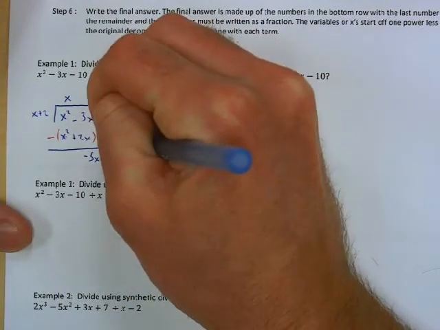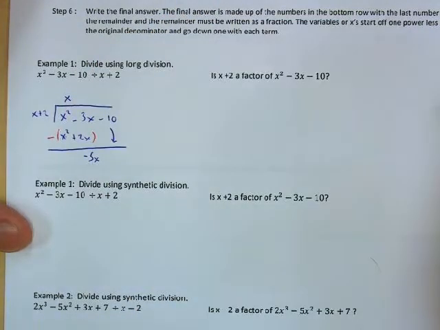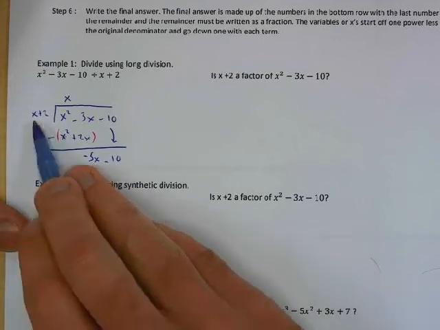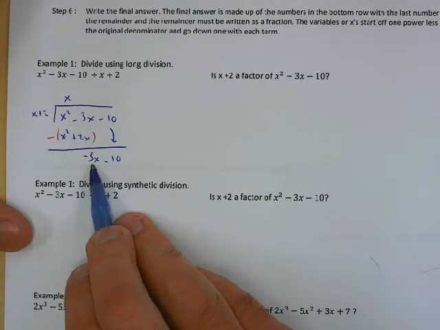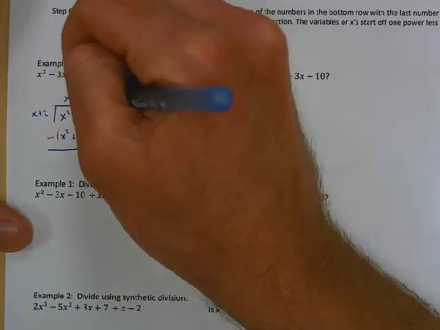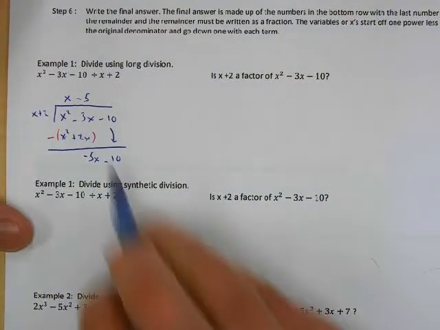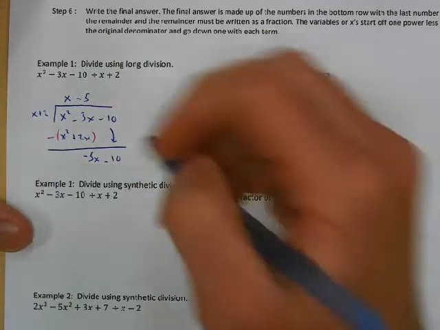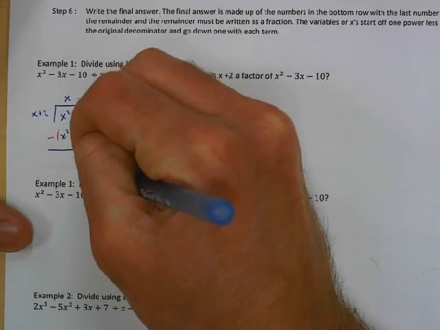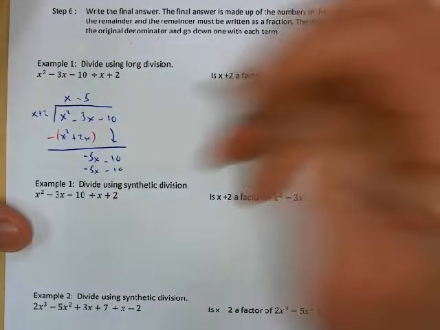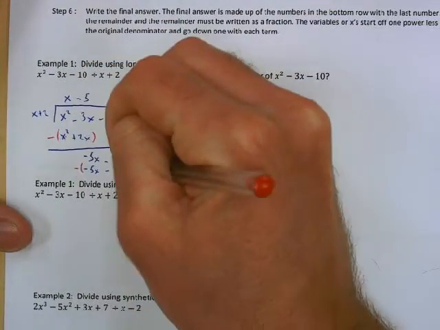Okay, and then bring down our next number just like we did up top. And then start over. Okay, now I'm focusing on x and this number here. What do I have to multiply x by to get negative 5x? Well, I got to multiply it by negative 5. Okay, and then negative 5 times x plus 2 gives me negative 5x minus 10. And then I want to subtract that from the thing above it.